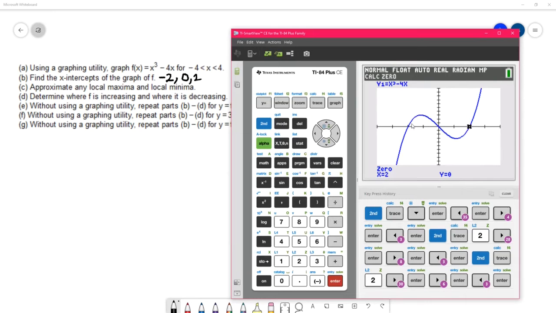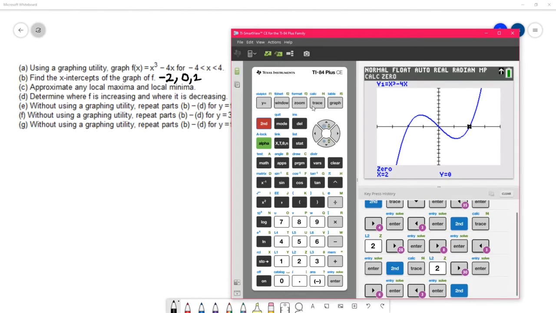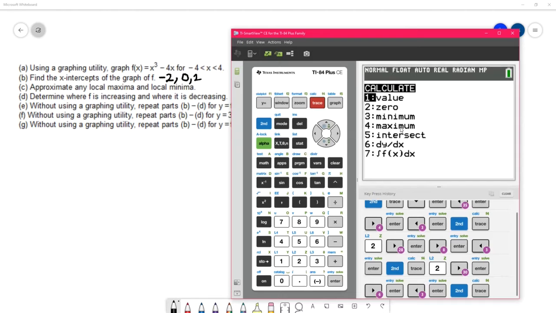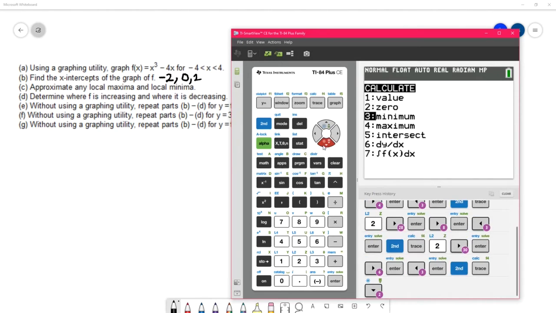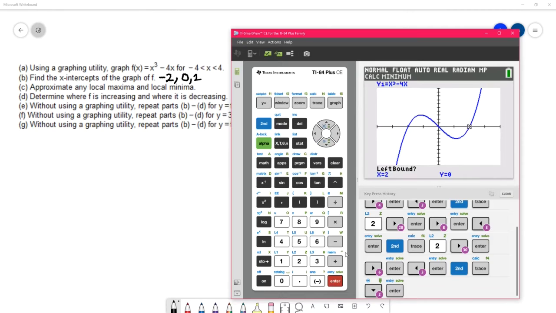So in our picture, we have a local maximum that occurs over here. That's a little peak in the graph, and a local minimum that occurs here. That's a valley in the graph. So in that calc menu, we have another function that we're going to use, and that is the minimum and maximum. So I'll select number 3 to find the minimum.